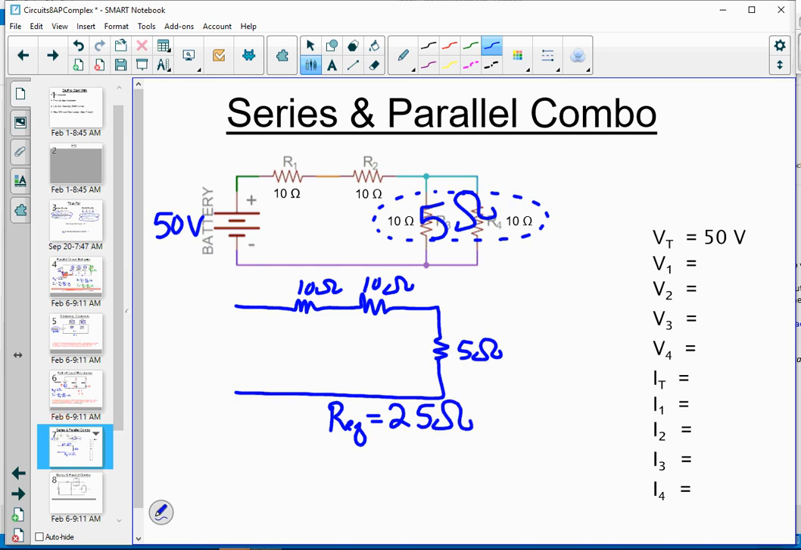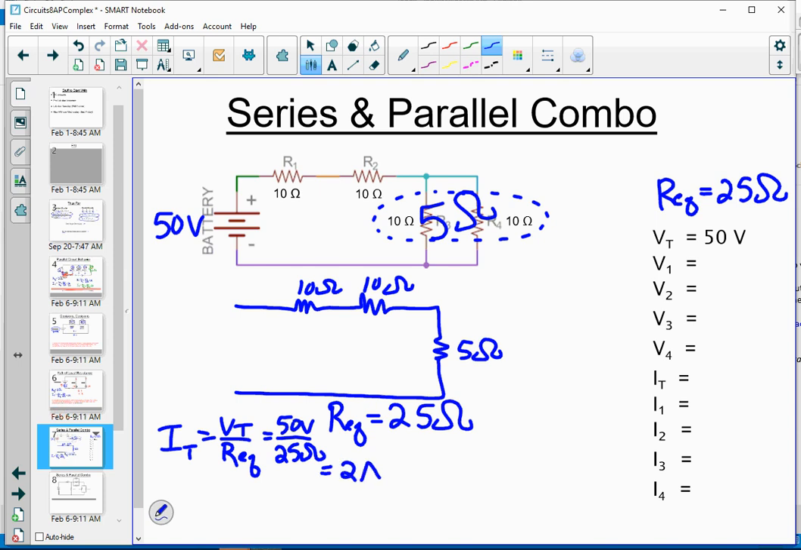Now, how does that help? The equivalent resistance is 25 ohms. That is what you need in order to find the total current. So I total, as always, will be V total over R total, which is called the equivalent resistance. That'll be 50 volts divided by 25 ohms, which tells us that 2 amps of current will flow in the circuit. So I'm going to put down that the total circuit current is 2 amps.